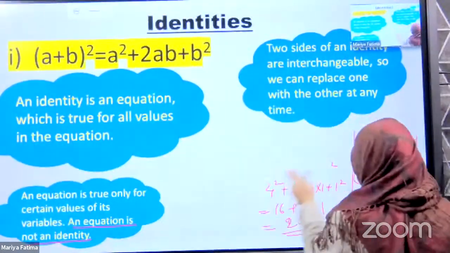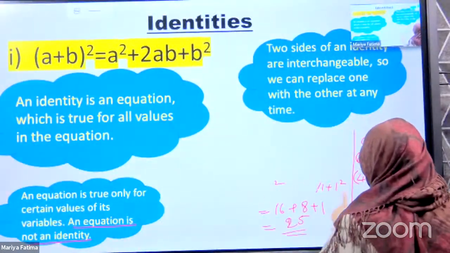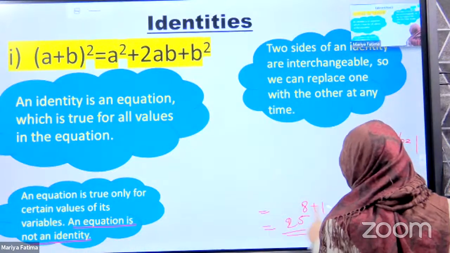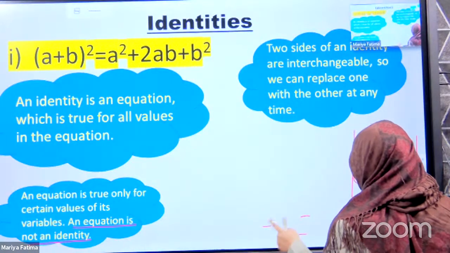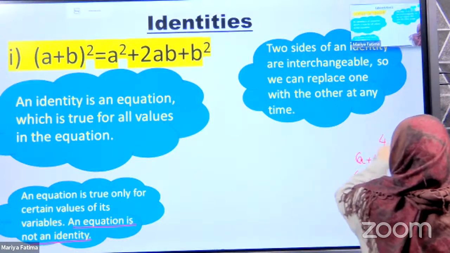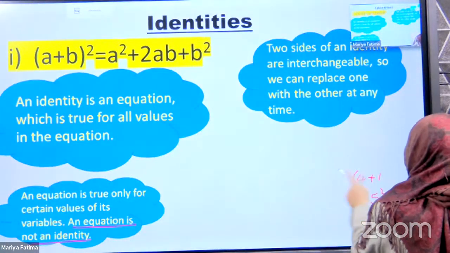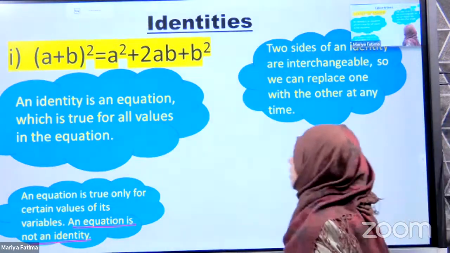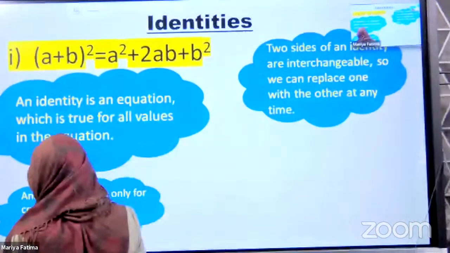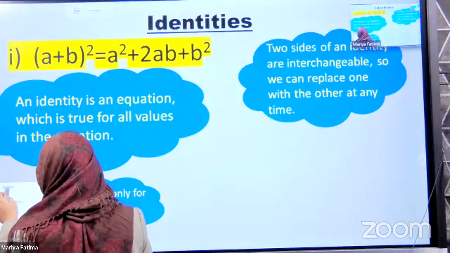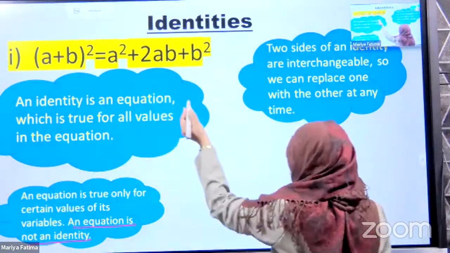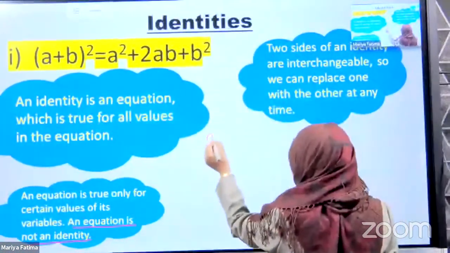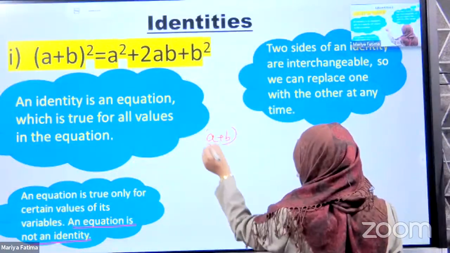Now we are going to see how A plus B whole square is equal to A square plus 2AB plus B square, how it will come. In previous classes, we have learned how to multiply binomial with a binomial, isn't it? So we are taking LHS, A plus B whole square.